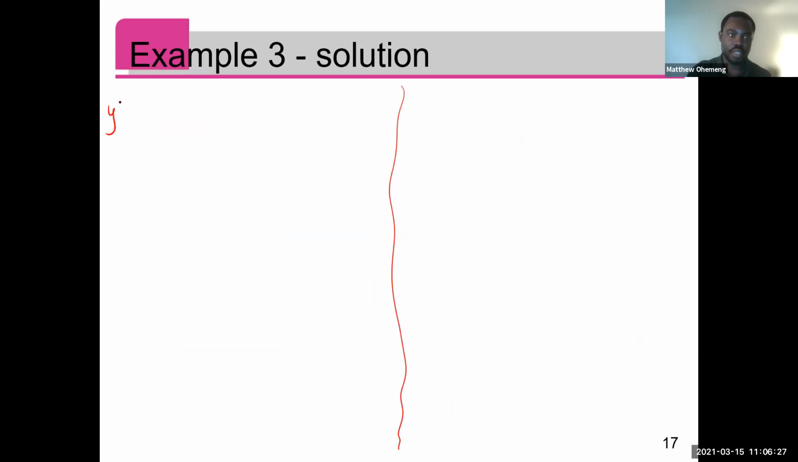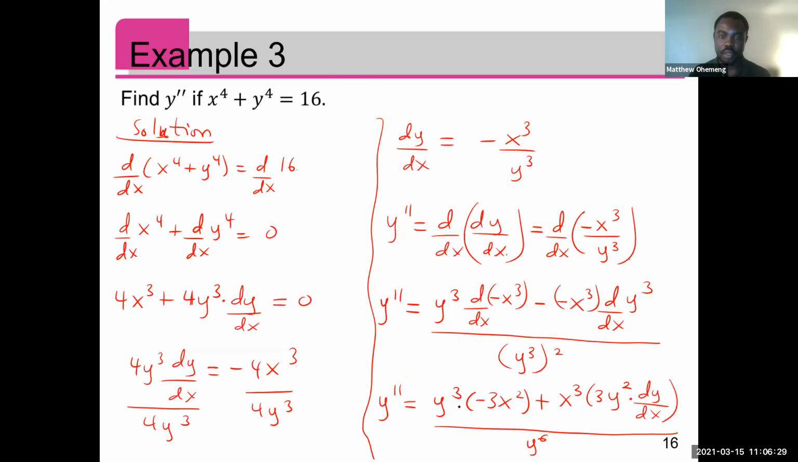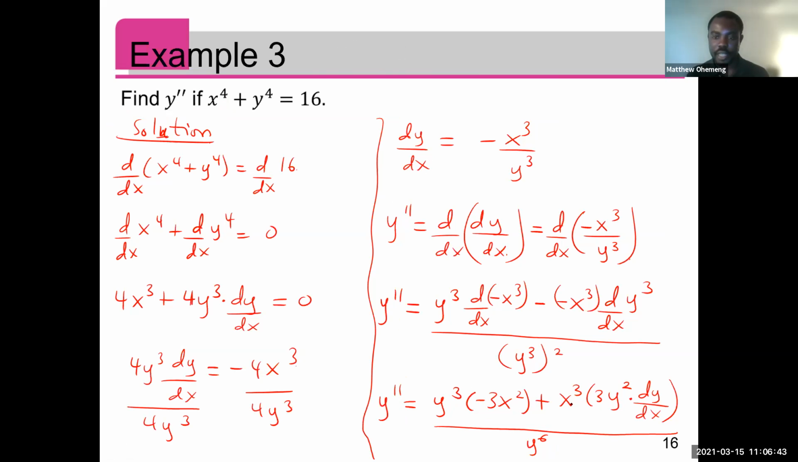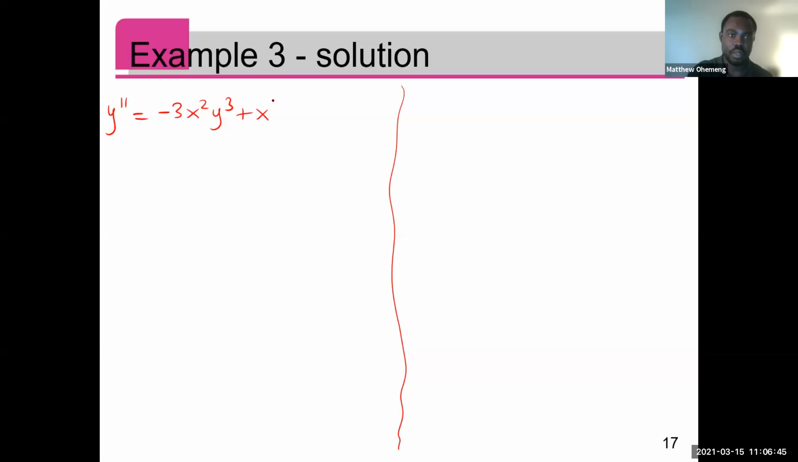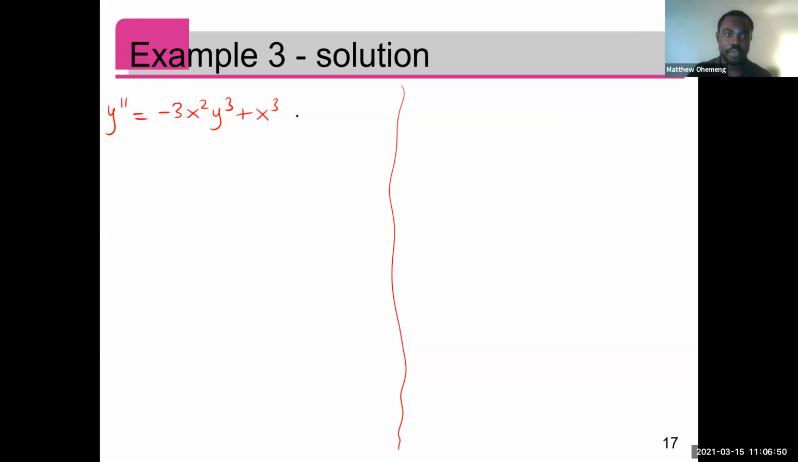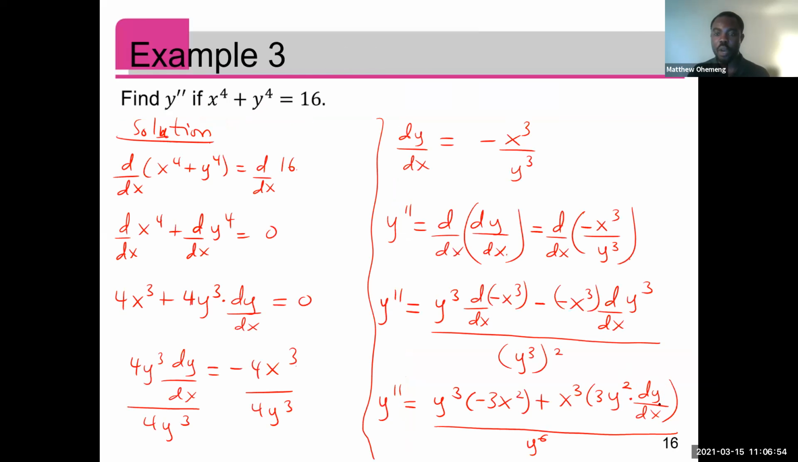So let me just repeat. So we have y prime prime, what you have up there. So this one is negative 3. No, let me just maybe simplify the pieces where I can. So we have negative 3s squared y cubed. And then for the second piece, we have plus s cubed. And then for this part, we have times what? 3y squared. So let me bring the 3 in front. Okay, let me just do 3y squared. And then dy over dx is something we've already solved for. Remember that dy over dx is negative s cubed over y cubed.